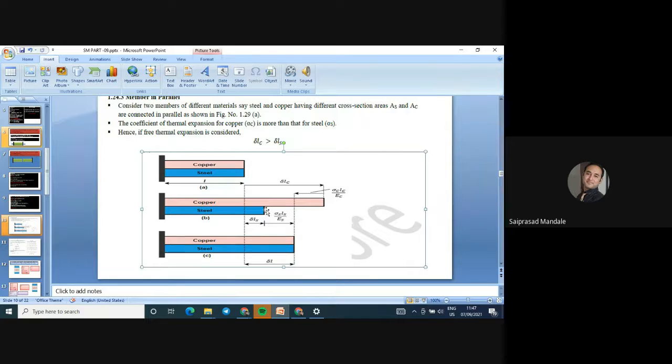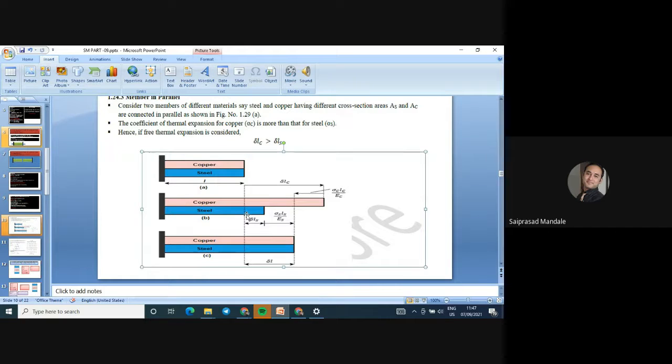It is based on the thermal coefficient of expansion. The copper has a good thermal coefficient of expansion, so it has a tendency. It is a soft material, so it can expand more compared to the steel. So alone, copper will be expanded that much. Alone, steel will be expanded that much.